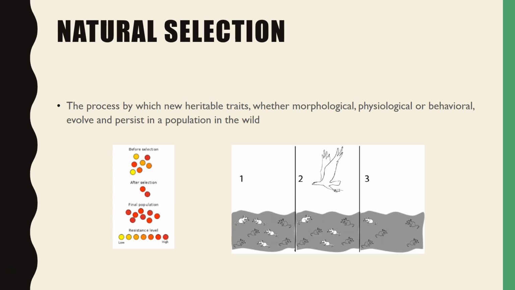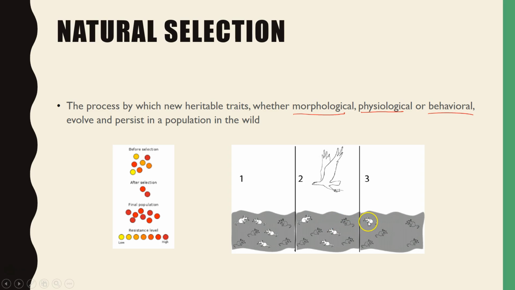Well, the definition is the process by which new heritable traits, so morphological, structural, physiological, or behavioral, evolve and persist in a population. So what we have over here is a population of red and orange and yellow counters. After selection, we have only the red, so the final population is going to consist only of the reds. Here's an example of natural selection. We have a grey background shown here. We have grey mice and white mice. There's a hawk. That hawk will more often pick out the white mice, so the white mice are predated on more often than the grey mice because they do not camouflage.